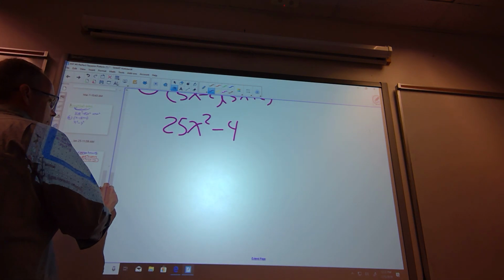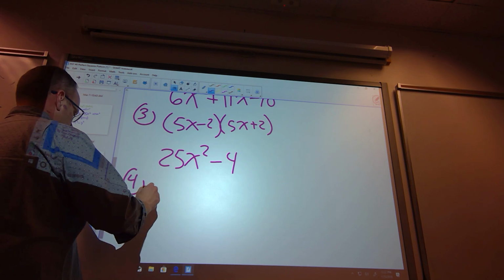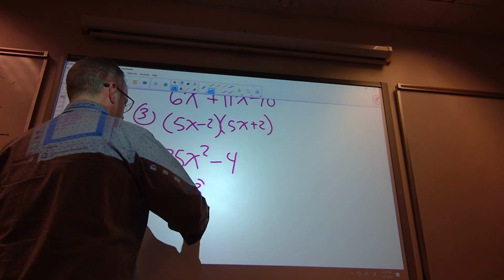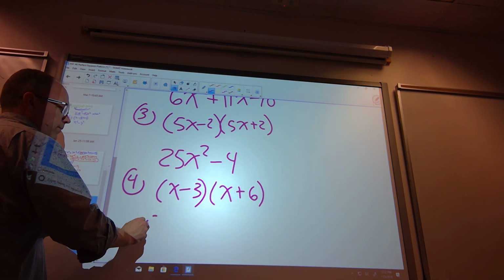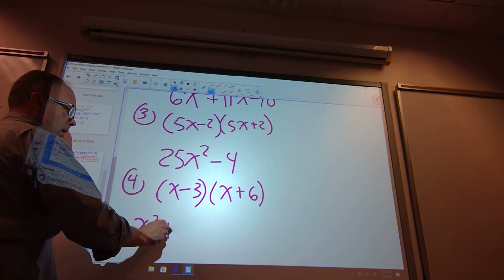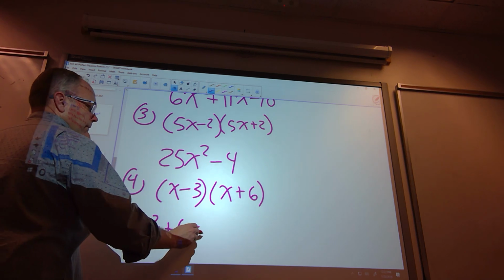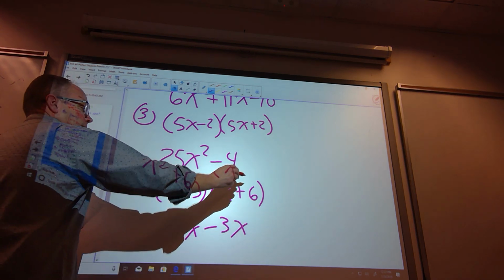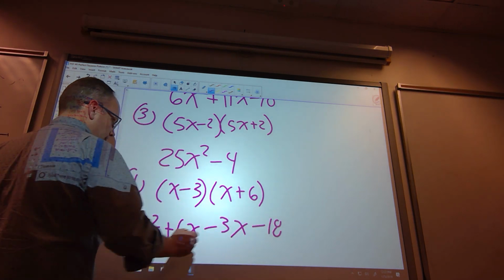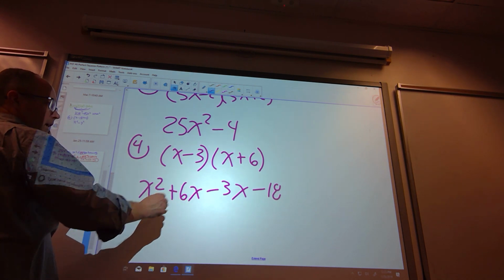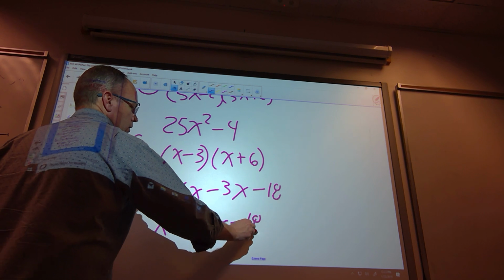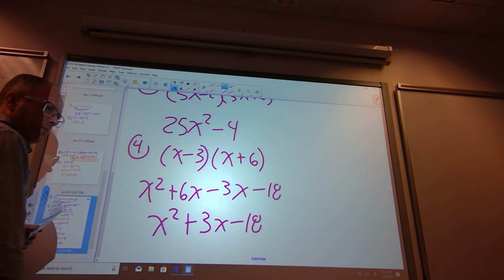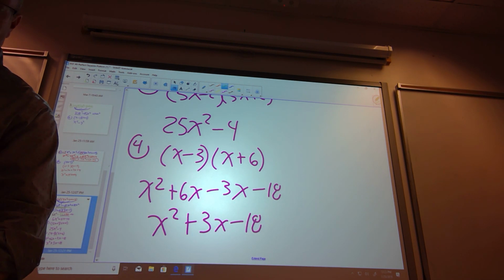And then problem number 4. Let's multiply them. X times x, I get x squared. X times 6 is positive 6x. Negative 3 times x, negative 3x. Negative 3 times 6, negative 18. Combine like terms. X squared plus 3x minus 18. Do you see your error? If you made an error.